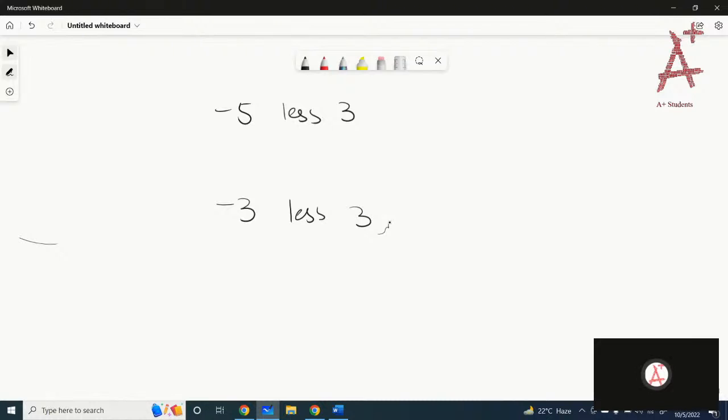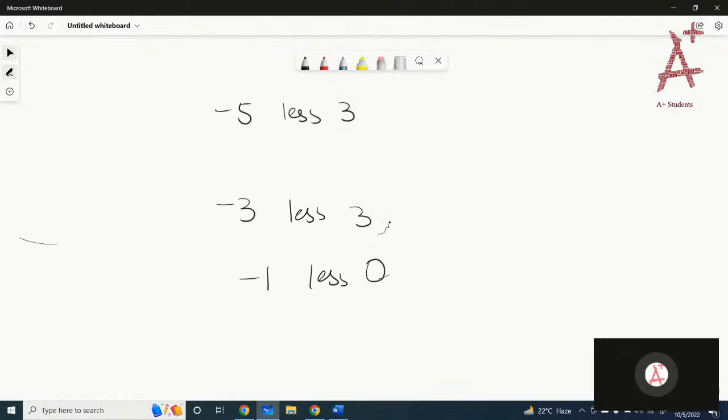Okay, the next one is which words make the statement true? Negative 1 and 0. So negative 1 is less than 0. Got it? Very good. Because negative numbers are always smaller than the positive numbers. So negative 1 is less than 0.